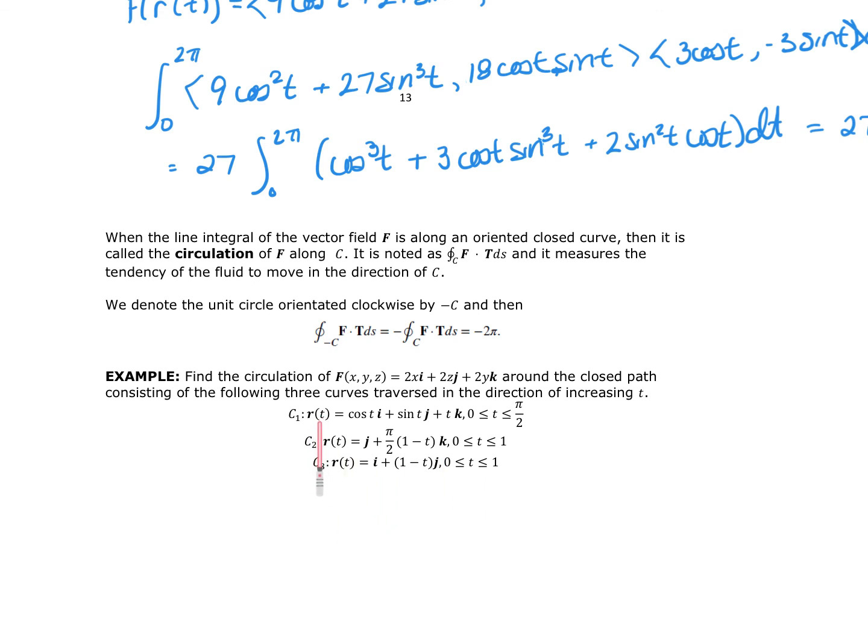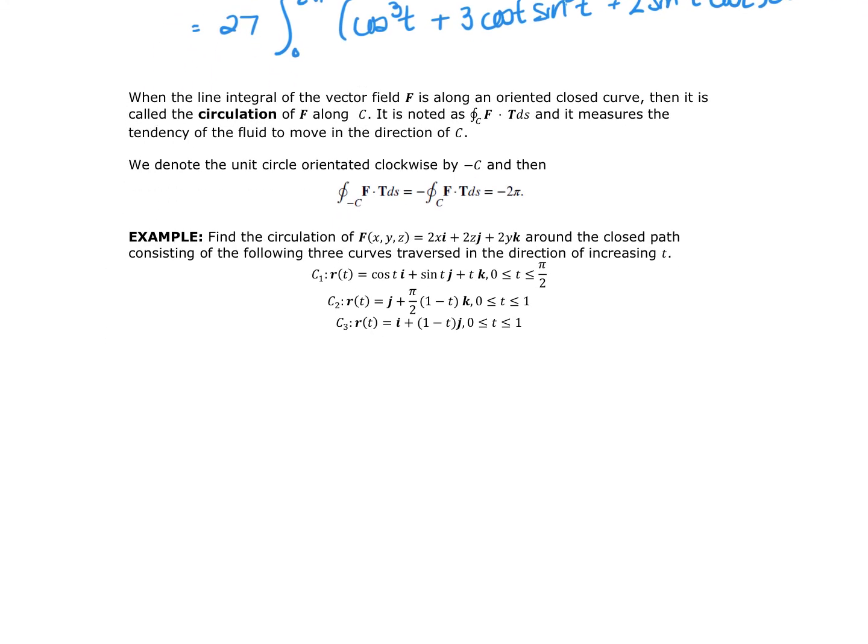I already have the r of t for each one of the 3 pieces, so this is a piecewise, so it gets our piecewise in here. And I've already got the initial replacements. So let's start with the first one, C1. I have r of t, which is, of course, cosine of t, sine of t, and then t, so it's a nice helix between 0 and pi halves.